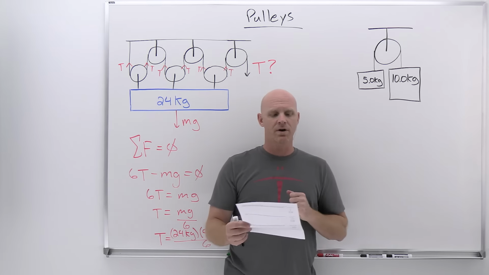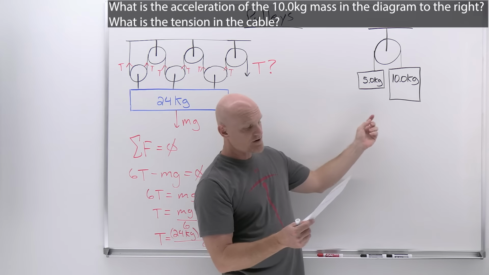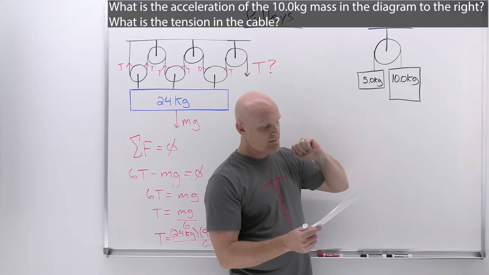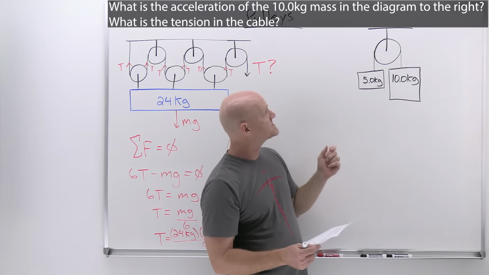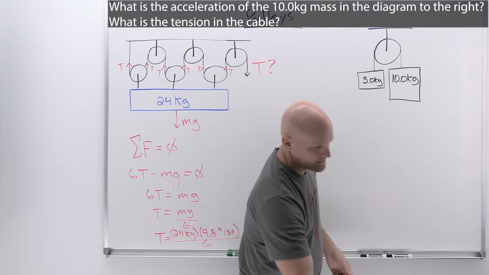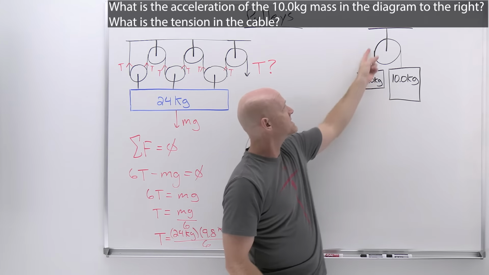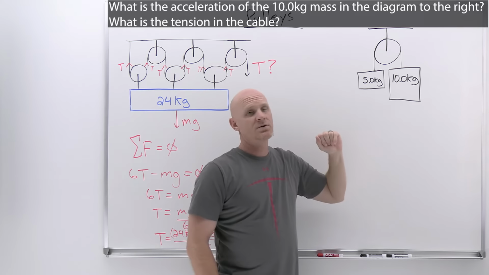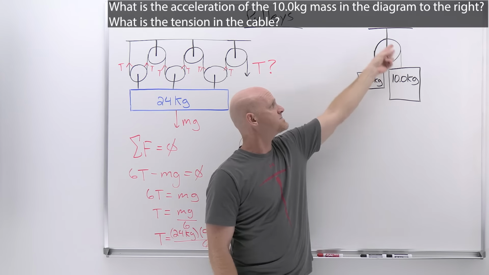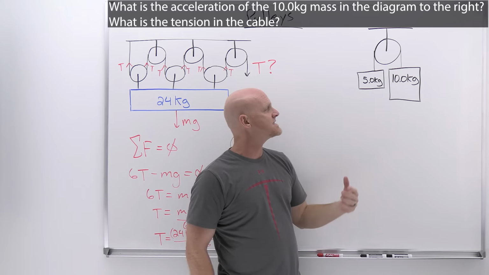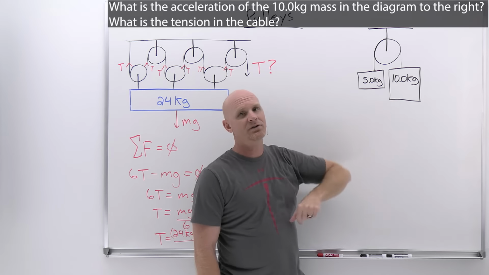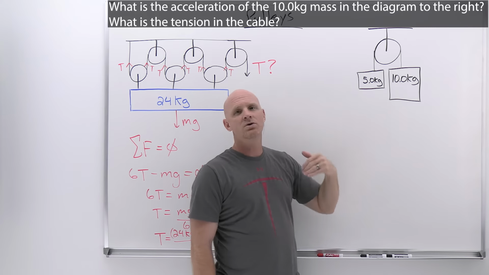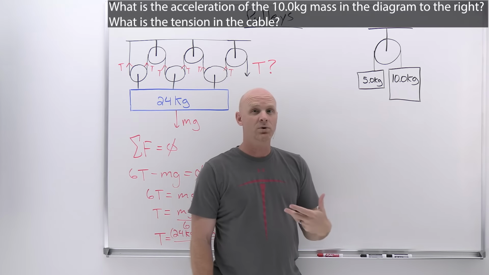Okay, so the second pulley problem says this. What is the acceleration of the 10.0 kilogram mass in the diagram to the right? What is the tension in the cable? Once again, the tension everywhere is the same in a cable, so it's going to be the same on both sides. And also these things are attached by that cable. The question's asking for the acceleration of the 10 kilogram mass, but again, they're attached. Their motion is coupled. Their acceleration is therefore going to be the same as well.